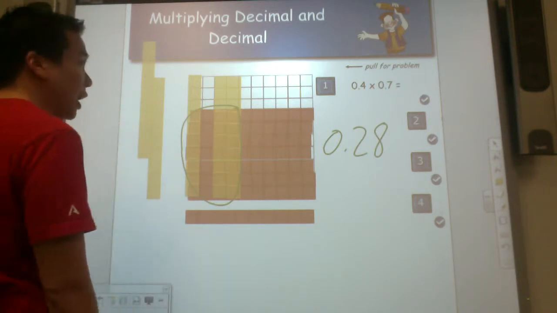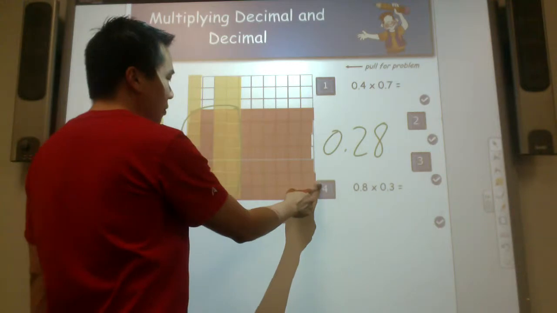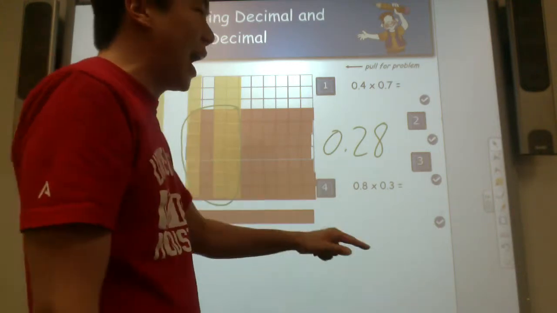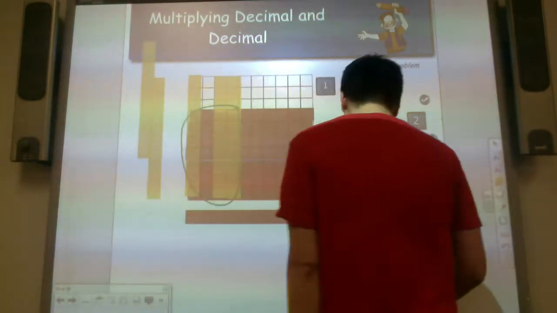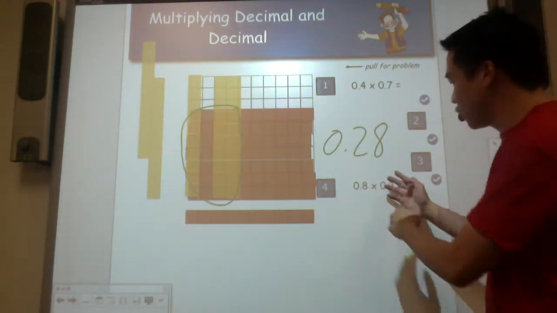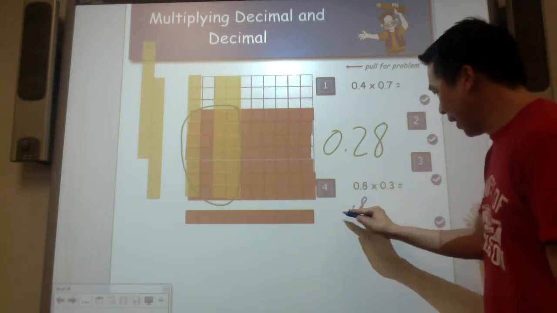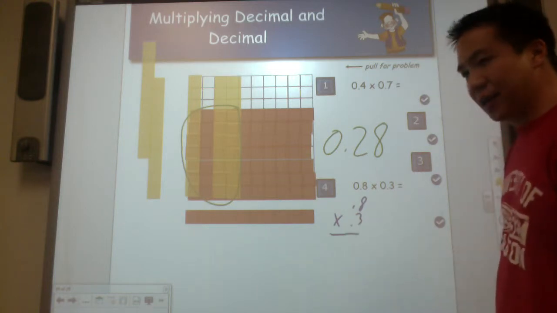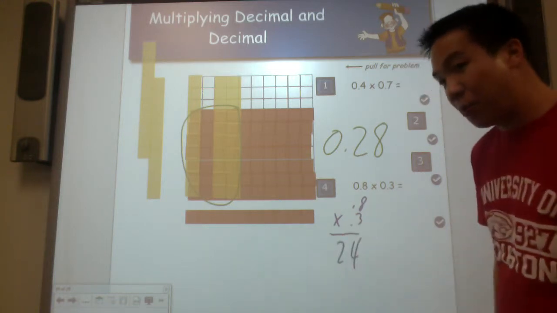I wouldn't reset this if I knew how, but so I can, you know what? I don't need to reset. Let's try to do this without modeling, because you really have to know how to do this without modeling, guys. So we have 8 tenths times 3 tenths. Pretend that this is just multiplying whole numbers. So it's really 8 times 3. And what is 8 times 3? 24. But where does the decimal point go?